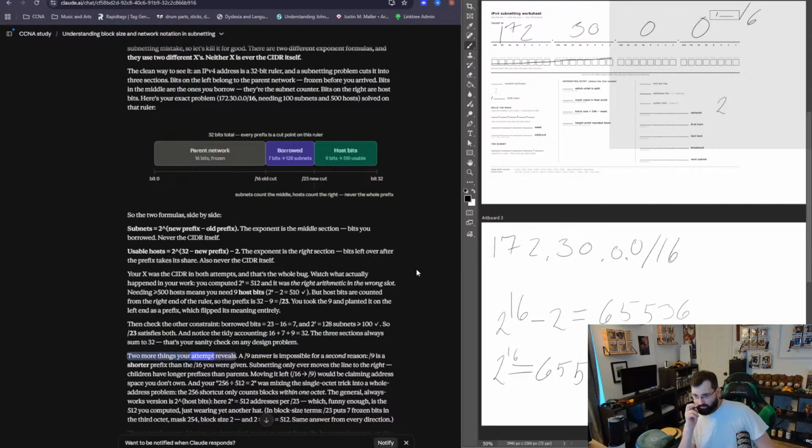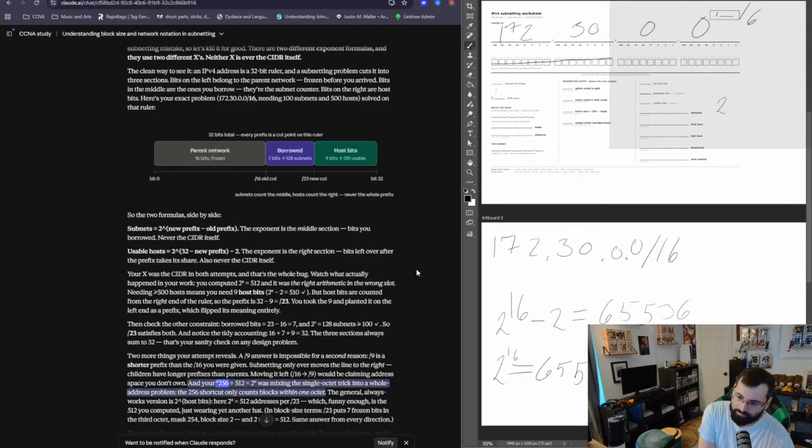2 more things your attempt reveals. A /9 answer is impossible for a second reason. /9 is a shorter prefix than the /16 you were given. Subnetting only ever moves the line to the right. Children have longer prefixes than parents. Moving it left, /16 to /9, would make no sense. It's claiming address space you don't own.